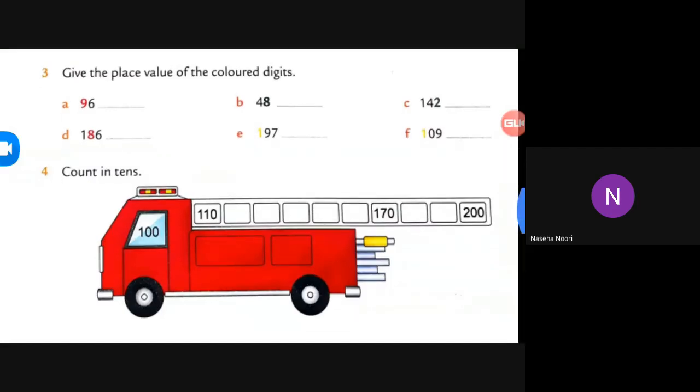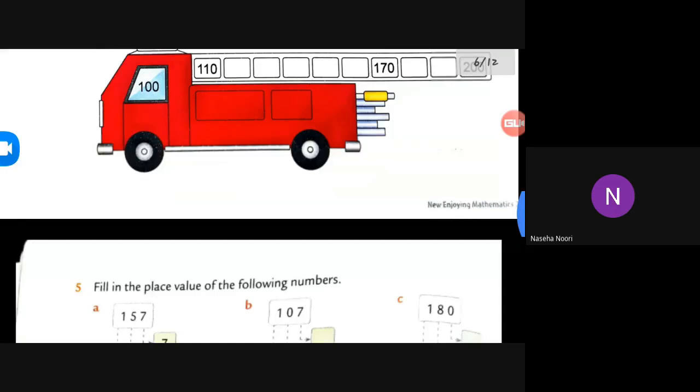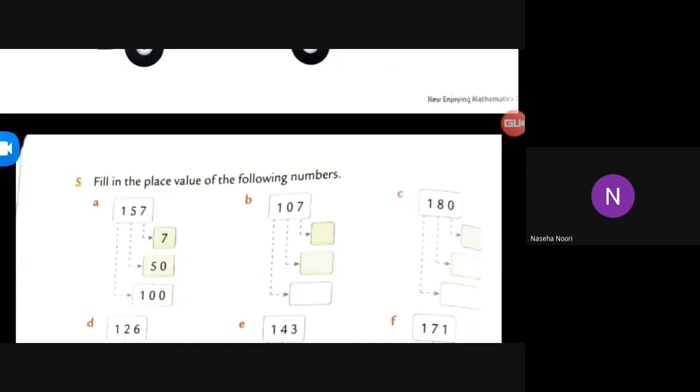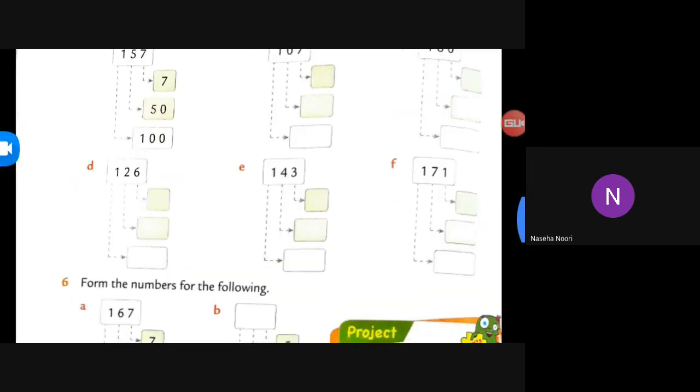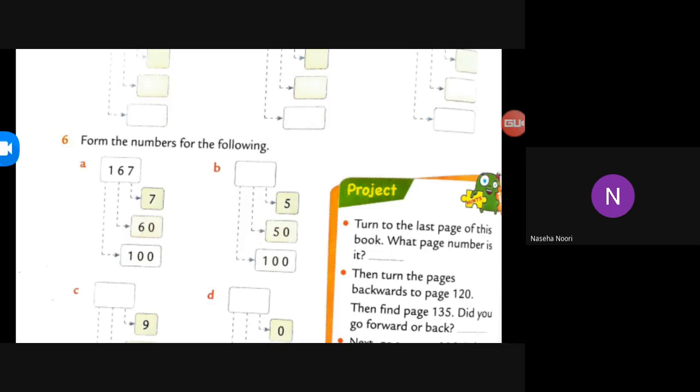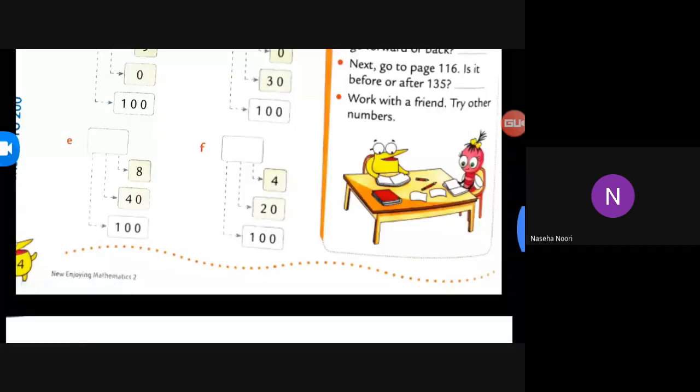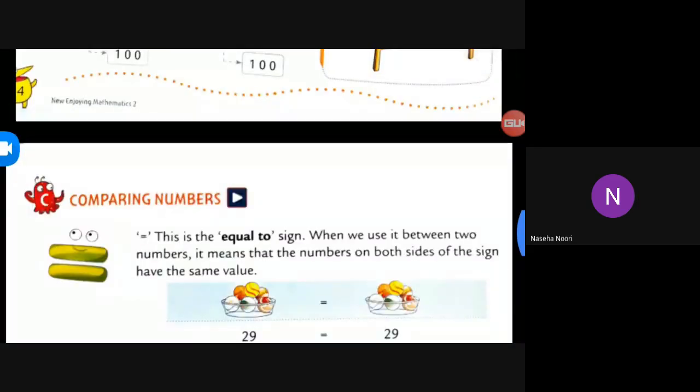Okay, let's go to the next topic. What is the next topic? We already did place value, right? Then forming the number from the place value, getting the number. Okay, we also did comparing the number.